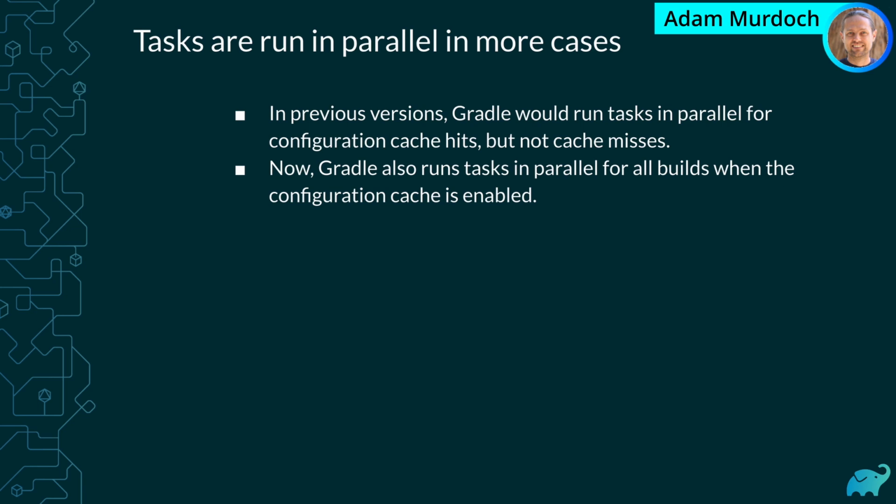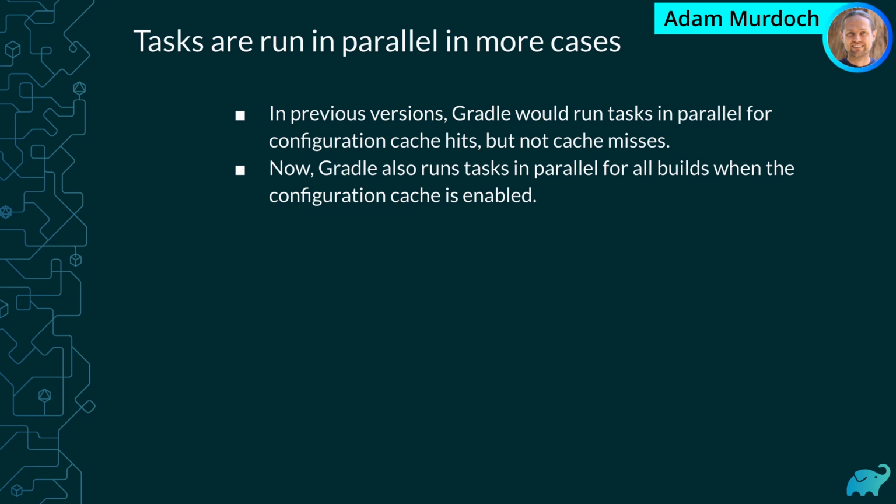Gradle 8 includes some performance improvements for configuration caching. In previous versions of Gradle, tasks would run automatically in parallel when configuration caching was enabled, only if Gradle could reuse the configuration cache entry, so when there was a cache hit. However, when there was a cache miss and Gradle needed to recreate the configuration cache entry, it would not run the tasks in parallel. So now in Gradle 8, Gradle will always run tasks automatically in parallel when configuration caching is enabled. And this includes cache hit builds and also cache miss builds.